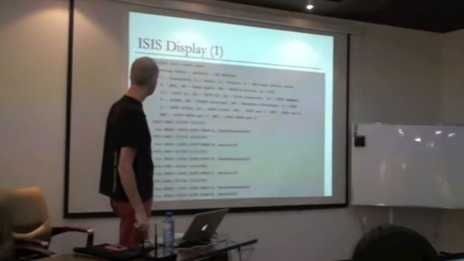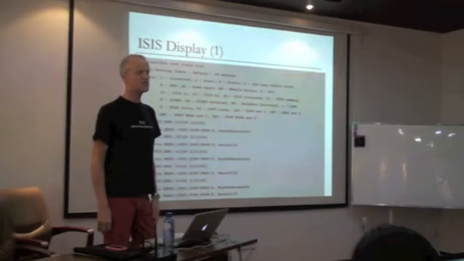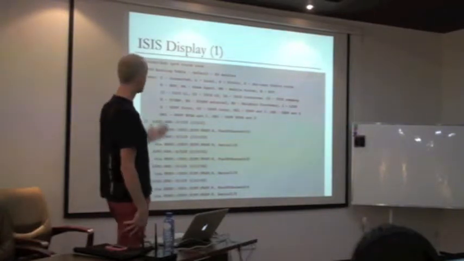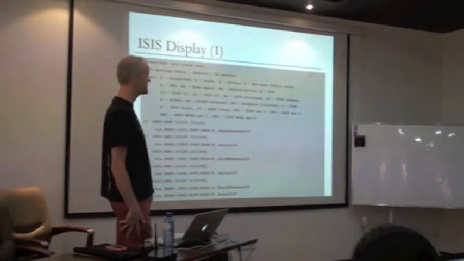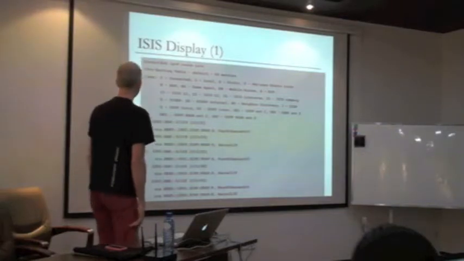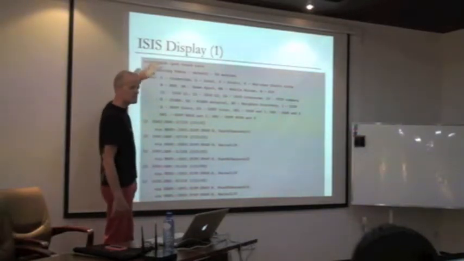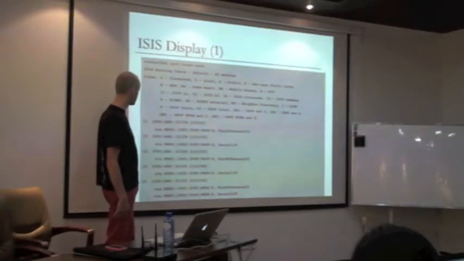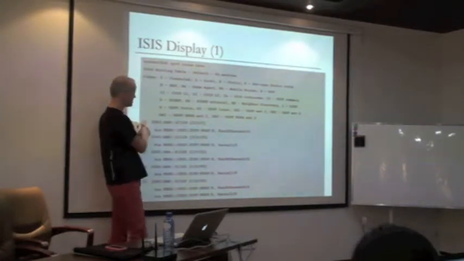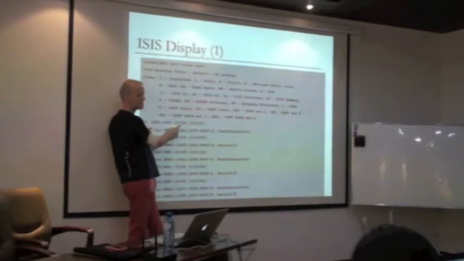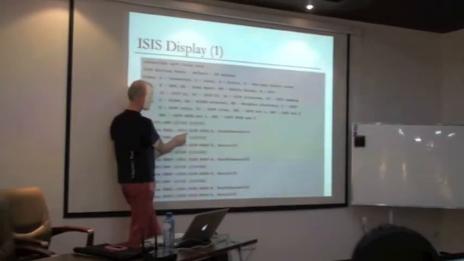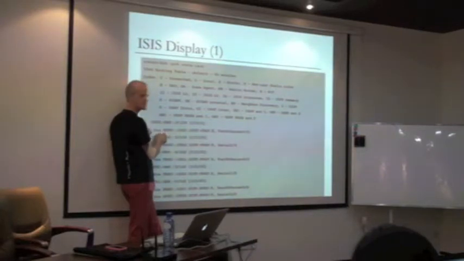ISIS display, this is taken straight from router 1. So when you do the lab this afternoon, this is what you will see. So we do show IPv6 route ISIS. It shows the ISIS entries in the routing table. So I2, here's the destination. This is router 2 loopback. Next hop address. Notice the next hop addresses.